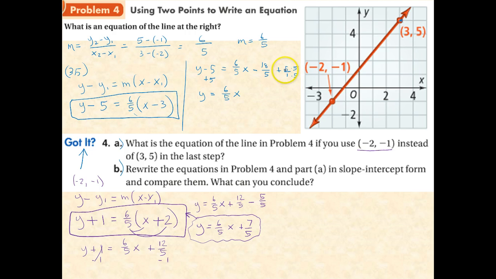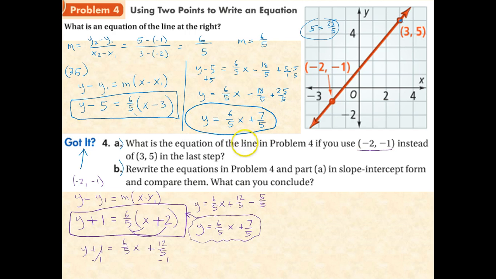So 5 is the equivalent of 25 over 5. I think we can all agree to that, right? So instead of plus 5, I'm going to do plus 25 over 5. Now with a common denominator, I can just do negative 18 plus 25, which is 7. So I get 6 over 5x plus 7 over 5.